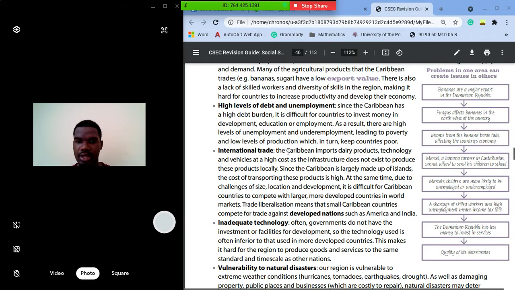International trade. The Caribbean imports their products, technology, and vehicles at a high cost, as the infrastructure does not exist to produce these products locally. Since the Caribbean is largely made up of islands, the cost of transporting these products is high. At the same time, due to challenges of size, location, and development, it is difficult for Caribbean countries to compete with larger, more developed countries in the world markets. Trade liberalization means that small Caribbean countries compete for trade against developed nations such as America and India.